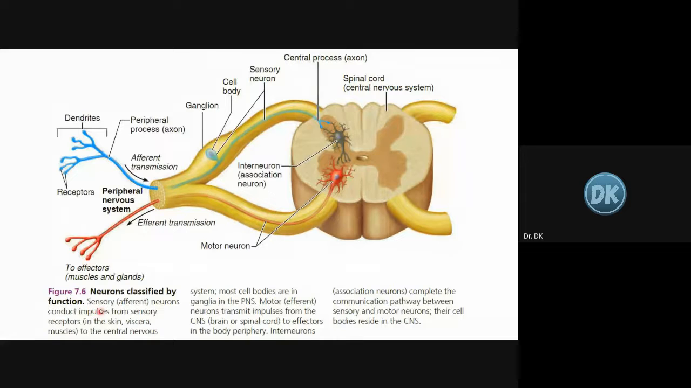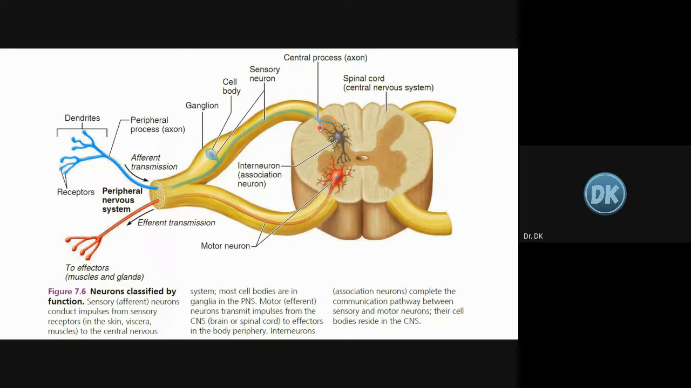So if you look at the description, sensory neurons conduct the impulses from the sensory receptors to the central nervous system. Most cell bodies are in the peripheral nervous system. Motor neurons transmit the impulses from the central nervous system to the effectors in the body periphery. Interneurons complete the communication pathway between the sensory and motor neurons.